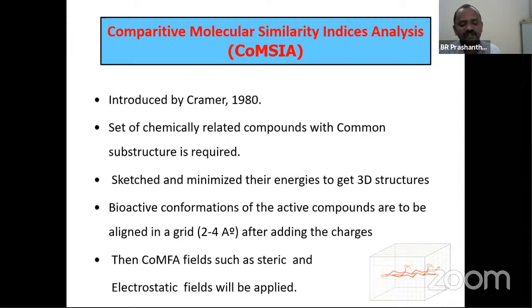CoMFA fields are nothing but only two. What are these CoMFA fields? One is the steric field and the other is the electrostatic field. These are the fields which will be applied. Remember, CoMFA is the simplest one, which came first in the year 1980. Then ten years later, CoMSIA came in with three additional fields. CoMFA is even famous today in the field of drug design. We use it. In CoMFA they use only two fields: the steric field and the electrostatic field.